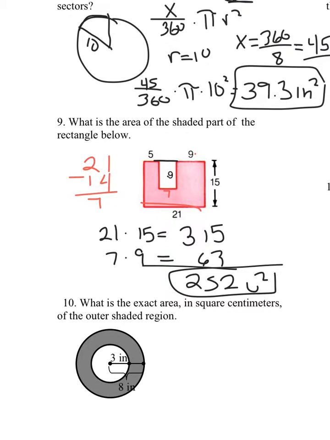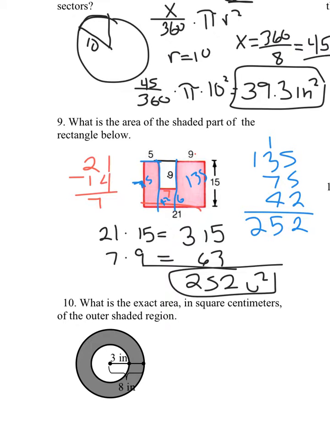Another way to do that, if you wanted to do it slightly differently, would be to cut this into shapes like that. So over here you have 5 by 15, which is 75. On the bottom here, if this is 9 and that's 15, that's 6, so 7 times 6 is 42. And then here, 9 times 15 is 135. So you add 135, 75, and 42, which is 252. Same answer.